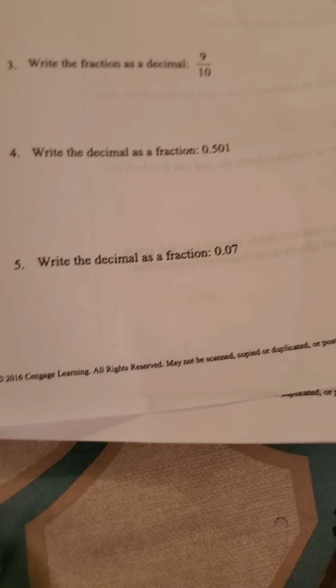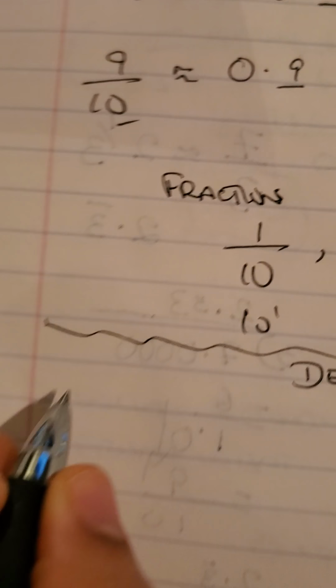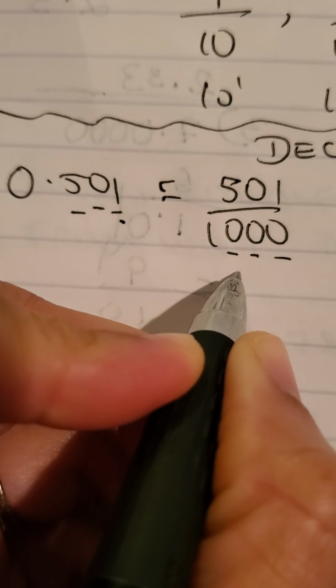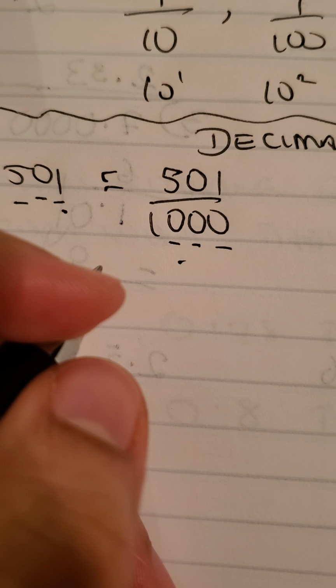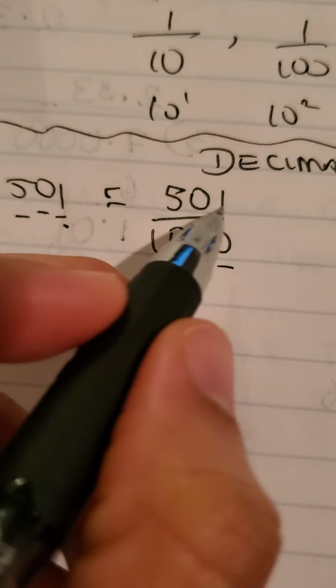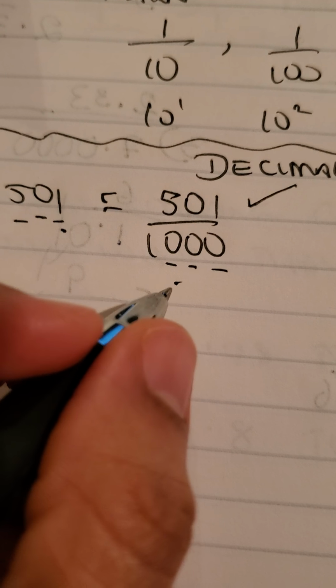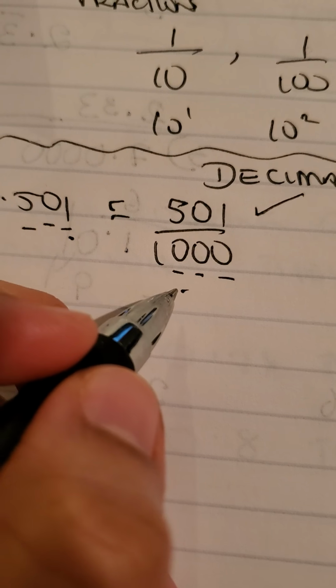So here we go. We have 0.501. Now, it really helps if you say this in words. This is 501 thousandths, right? 3 places, 3 zeros. The highest place value is in the thousands, 1 thousandths. And I have a feeling 501 is prime. And I have a very good feeling that they may not have anything in common.